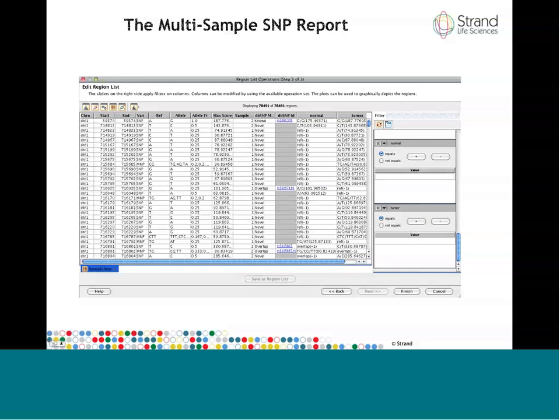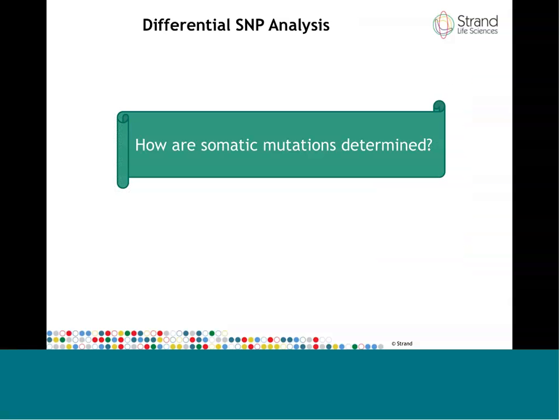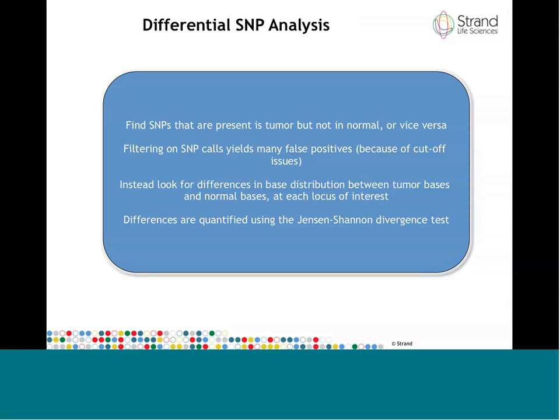Let's talk about a specific type of comparison across samples, so namely somatic mutations, for which we have special support. The goal of somatic mutation finding is to find SNPs that are present in tumor but not in normal or vice versa.